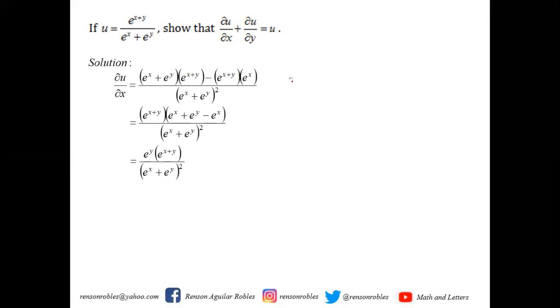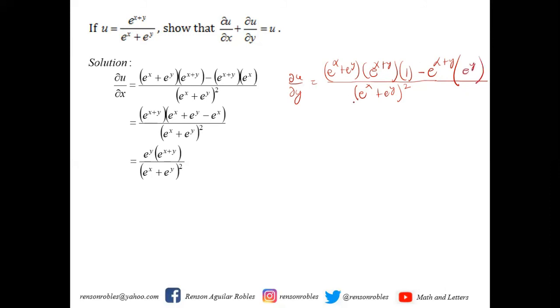And for partial derivative of u with respect to y, we shall do the same, okay, by derivative of quotient. So you copy the denominator here, and then you raise it to the second power. You copy it here again, and then times derivative of e to the x plus y in terms of y. So that's e to the x plus y times derivative of x plus y in terms of y. That's 1 minus e to the x plus y times derivative of the denominator. Derivative of e to the x is 0 plus derivative of e to the y, which is e to the y. And then the next thing to do is to factor out e to the x plus y, okay?